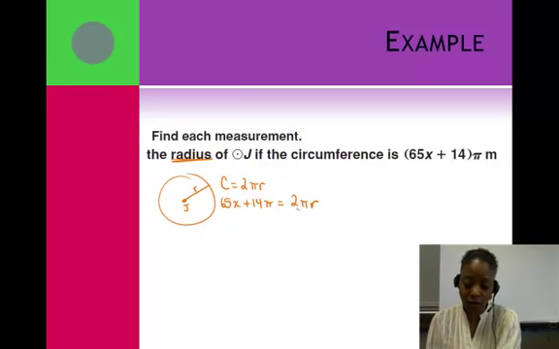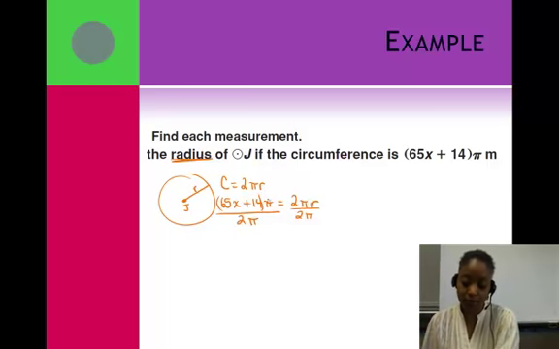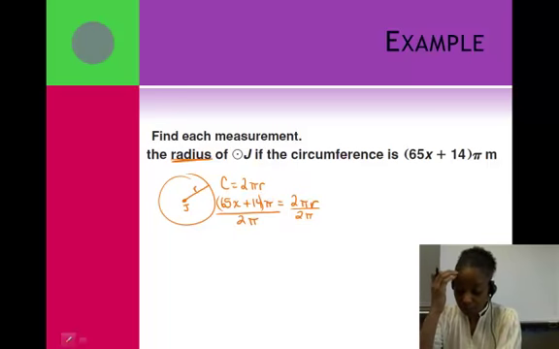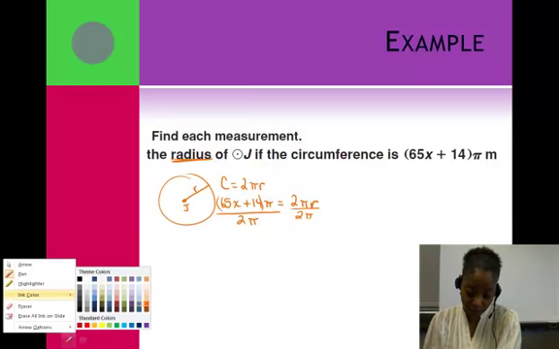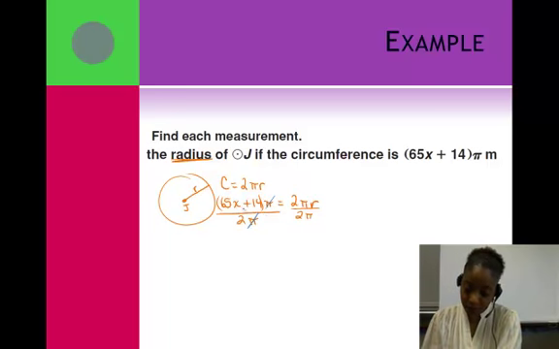Now if I want to solve for r, because I was asked to find the radius, I just need to divide both sides by 2 pi, and this should be in parentheses. Okay, so then when I divide by 2 pi, the pi's actually cancel. That cancels with that, and then we just need to divide that by 2. So 65 divided by 2 is 32.5. So we have 32.5x plus 7 equals r, because those guys cancel.